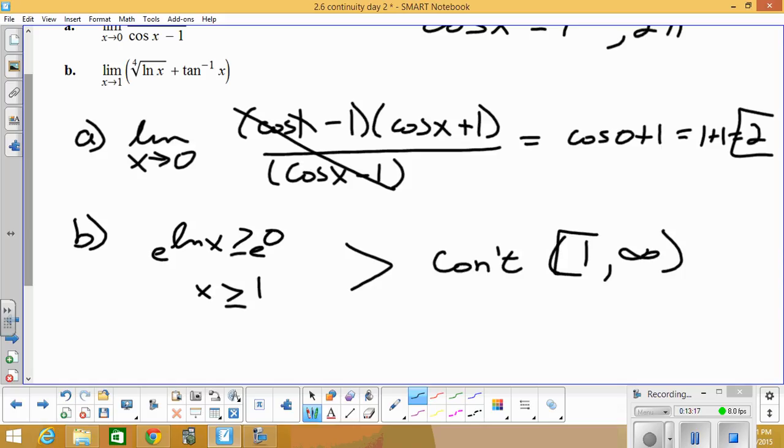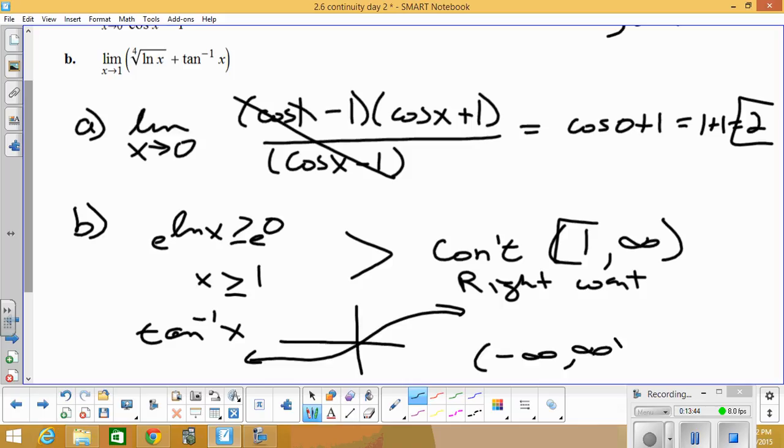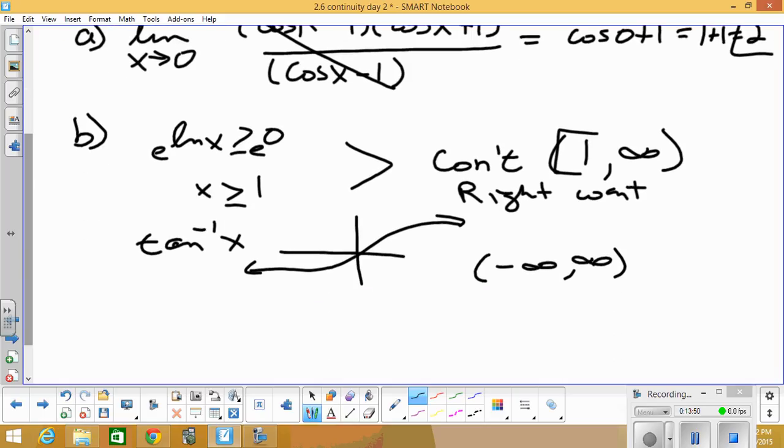So if we say this is right continuous at this one, with the left endpoint included. And then I have to look at the tangent inverse function. Remember the tangent inverse, this one graphs like this. And there doesn't seem to be any issues. So it looks like I'm continuous from negative infinity to infinity. So if that's the case, putting both of these properties together, they have to both work together when I take the limit of this function. And I'll write it again, as x is approaching 1 from both sides of this function.